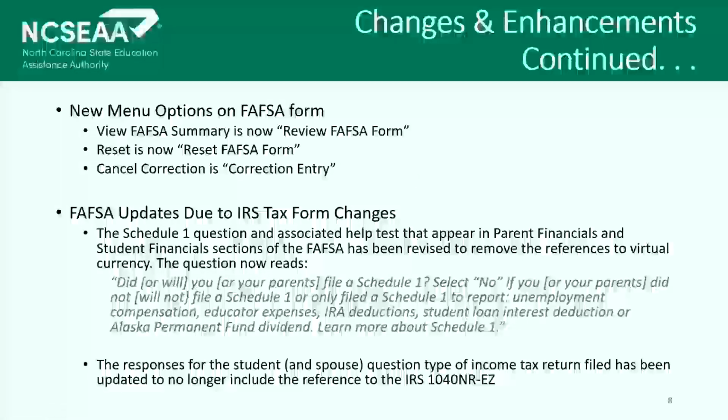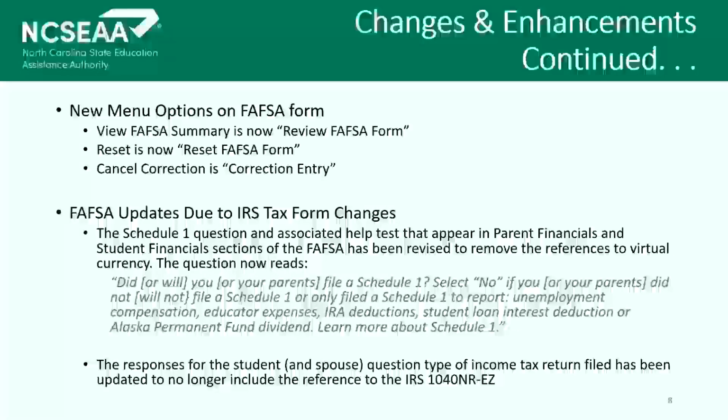Continuing on with additional changes and enhancements, there are new menu options on the FAFSA form. Same information, but it's just reworded on the FAFSA application. Previously, it read FAFSA summary, and now there is a section that says review FAFSA form. Reset has been renamed to reset FAFSA form. It's been expanded, and then cancel correction is now correction entry. So those are minor changes that they've made to the headings on the financial aid application form.